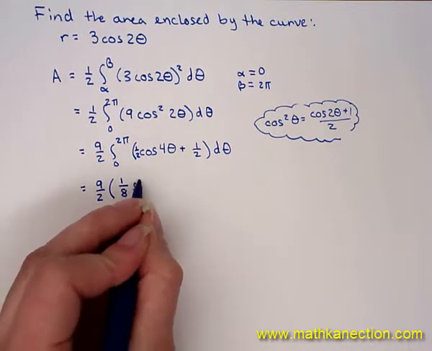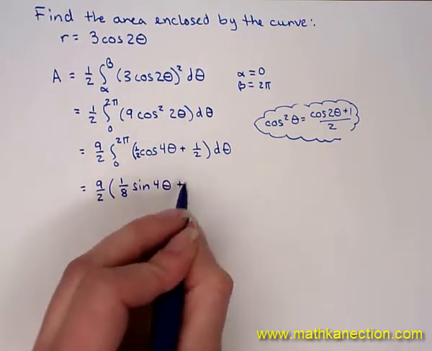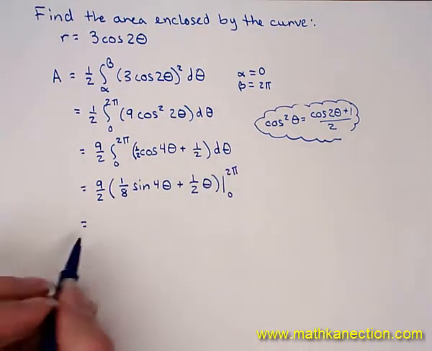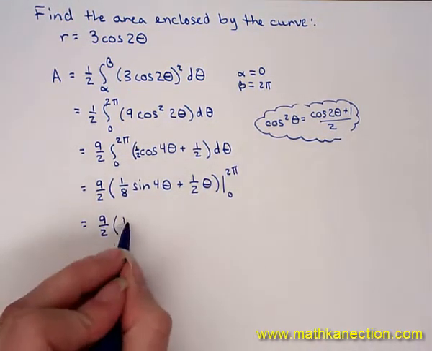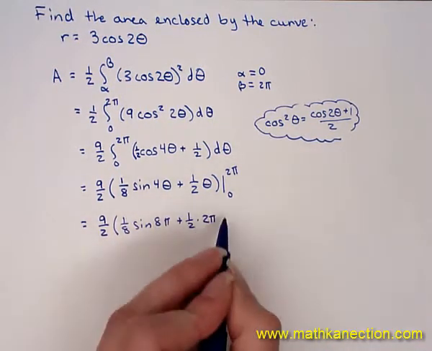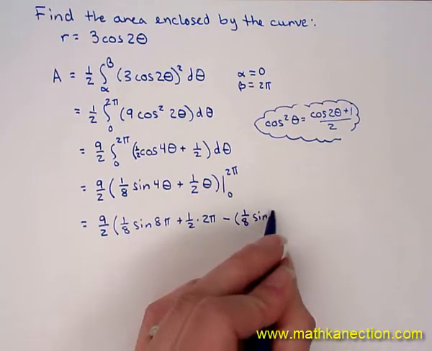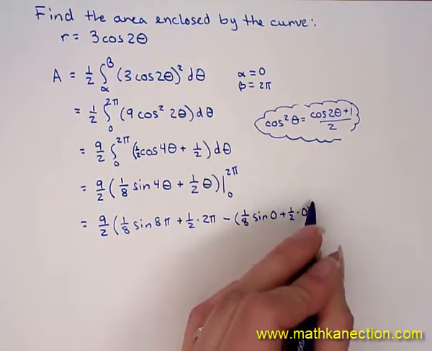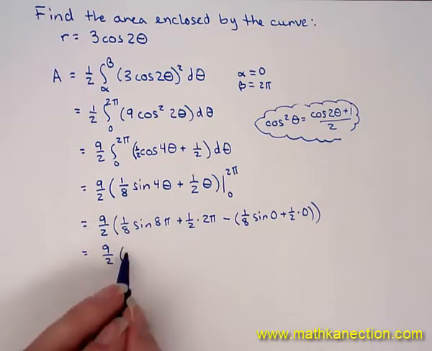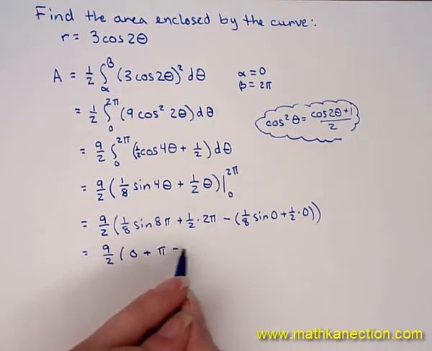The integral is going to be 1/8 sine of 4 theta, using u substitution, plus 1/2 theta. Then following the fundamental theorem of calculus, replacing in the 2 pi, and then subtract replacing in 0. And then calculating, we get 9/2 times 0 plus pi, take away 0, which is 9/2 pi.